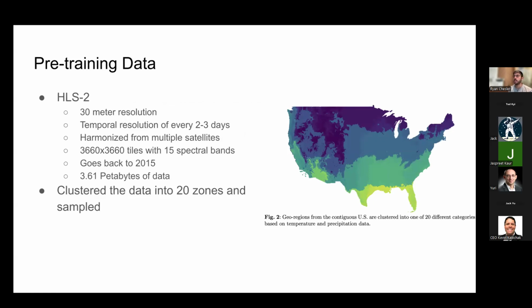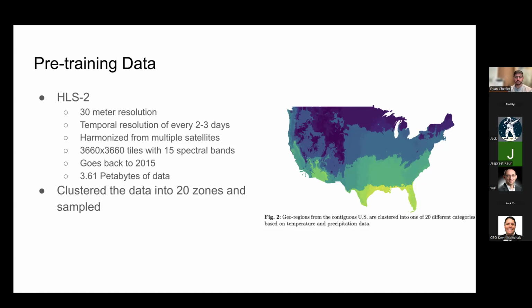It's a combination of multiple satellites, and then they've harmonized it. The satellites are orbiting in different cycles, and they line them all up and say, here's the aggregation of all of the images from these different satellites. They have 30-meter resolution, and a temporal resolution of every 2 to 3 days. 30 meters is very high in the context of satellite imaging. One pixel is 30 meters by 30 meters. If you look at other papers, like one we looked at before, 1 pixel was 3 kilometers. So this is much, much finer grained.